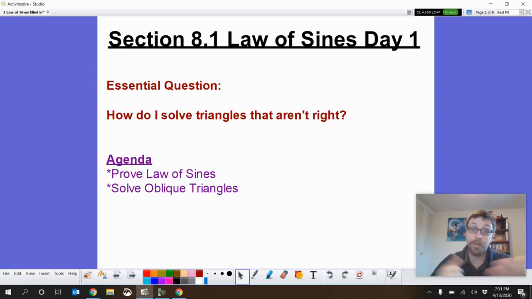All right, so here we are in chapter 8. Chapter 8 is about doing the same trig stuff, but with triangles that are not right triangles, because we did all this work with sine, cosine, tangent, cosecant, secant, and cotangent. I think that's all of them. But it's a bunch of hooey unless it works with lots more triangles. And so that's what we're going to try to do here.